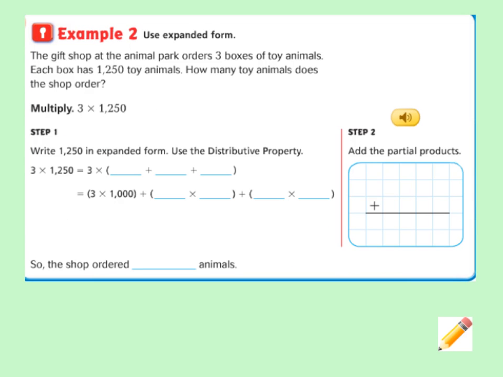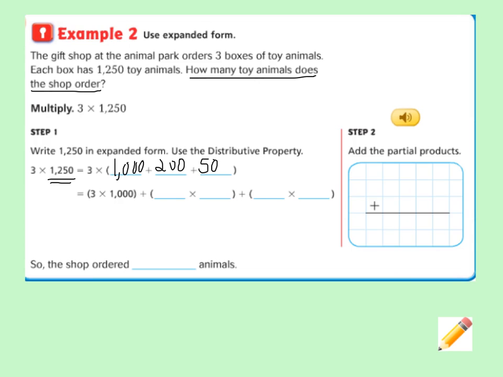Okay, let's try it using a word problem. The gift shop at the animal park orders 3 boxes of toy animals. Each box has 1,250 toy animals. How many toy animals does the shop order? So we need to multiply 3 times 1,250. And we're first going to start by using the expanded form. So 3 times 1,250 is the same thing as 3 times 1,000 plus 200 plus 50, because isn't that 1,250 in expanded form?